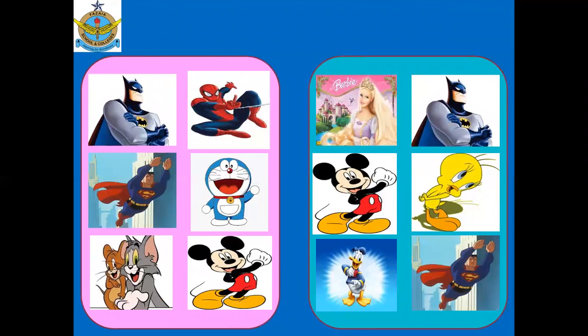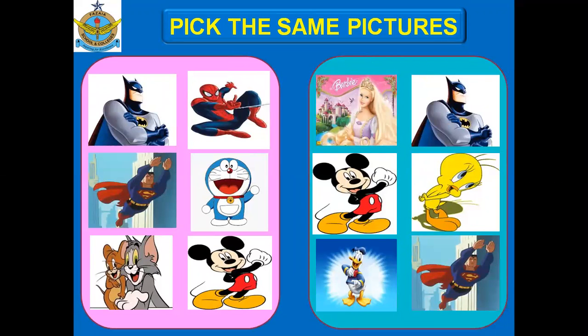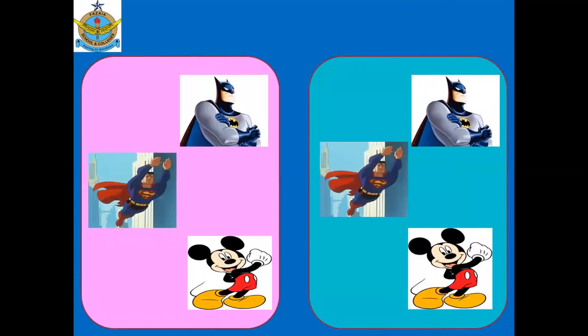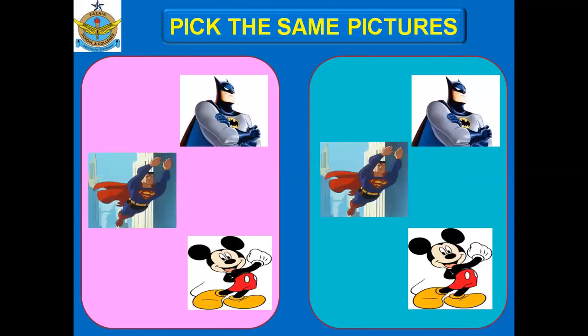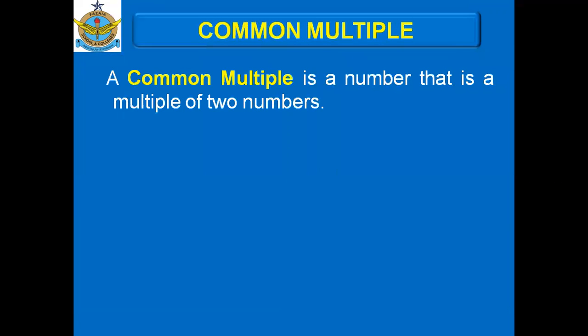So here are your favorite cartoon characters. All of you are happy to see the pictures of your cartoon characters. And my question is very interesting for you. That is, pick up the same picture. Here are pictures of your favorite cartoon characters: Barbie, Batman, Superman, Tom and Jerry, Cutie, Mickey Mouse. Okay, the same pictures are these. These are the same pictures: Batman, Superman, and Mickey Mouse. Okay. Now I want to tell you the word same with the next slide. That same or common. Okay.